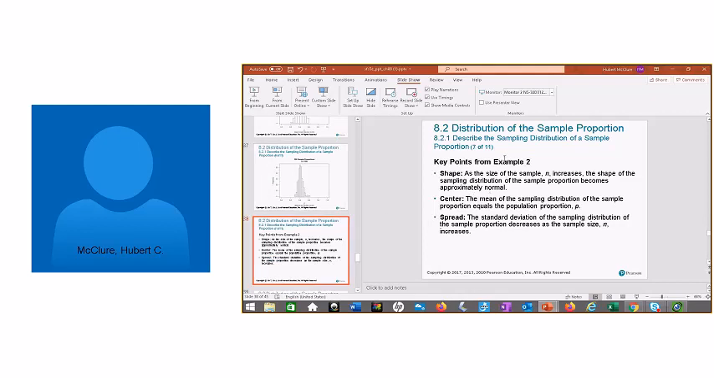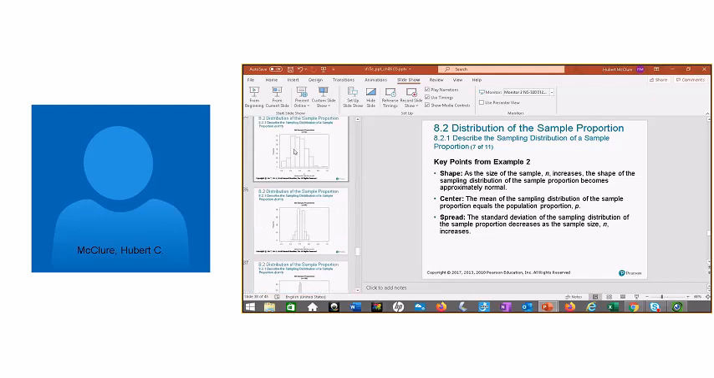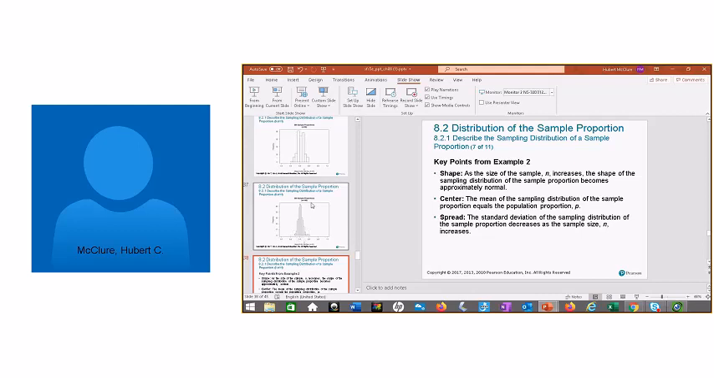Okay, write this down. It's not a big deal, but it might be asked on a standardized test. As the size of n increases, the shape of the sampling distribution becomes approximately normal. And I think that's what they were trying to show you right here. See, that looks somewhat normal. That looks a little bit better. And then, of course, that looks like a normal curve. That's what they're trying to show you. As n increases, the shape of the sampling distribution of the sample proportion becomes approximately normal.